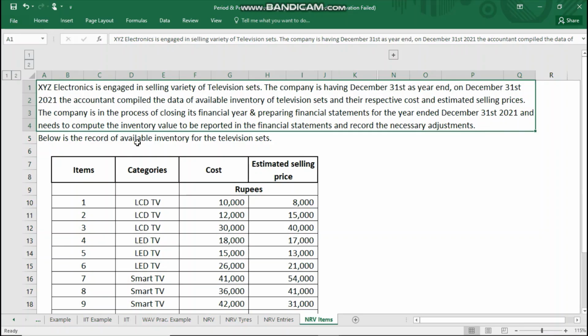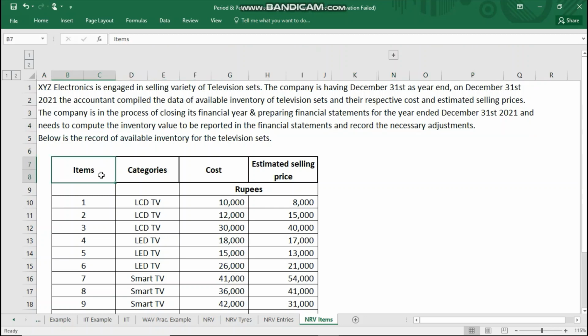Below is the record of available inventory of television sets. So this is the data provided to us, in which there is a business XYZ Electronics which is engaged in selling a variety of television sets. Okay, so they have a wide variety of television sets they are selling. It seems they must be purchasing and selling them, and December 31st is their year end, and available inventory is given below.